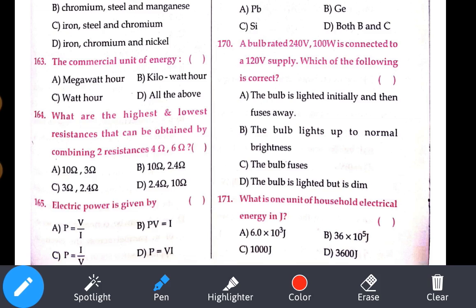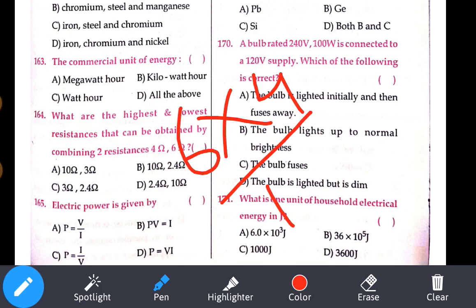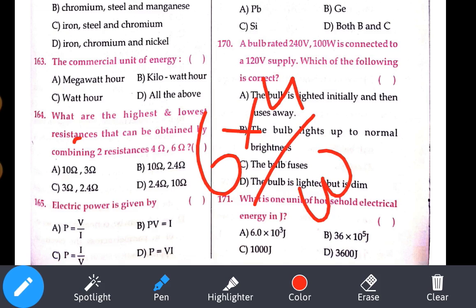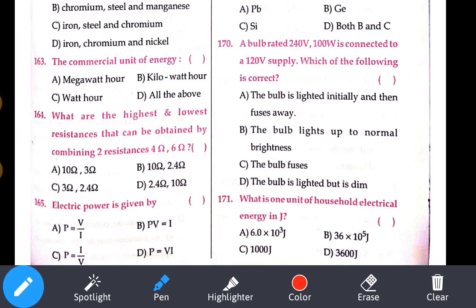Then lowest means parallel: R1 R2 by R1 plus R2. 4 into 6 by 6 plus 4 is 10. 6 into 4 is 24, 24 by 10 is 2.4. So 2.4 comma 10. Here you have to see the question correctly: highest and lowest they have given, highest means 10 only. So option number B is our answer, 10 and 2.4. Okay, electric power: we have just seen P is equal to VI. Option number D is our answer.